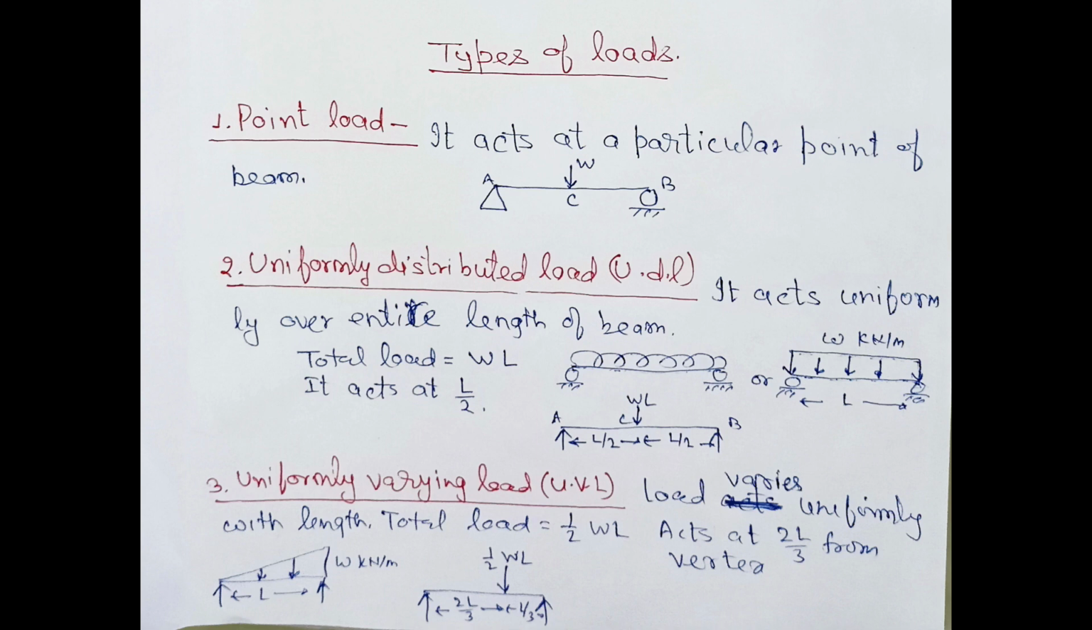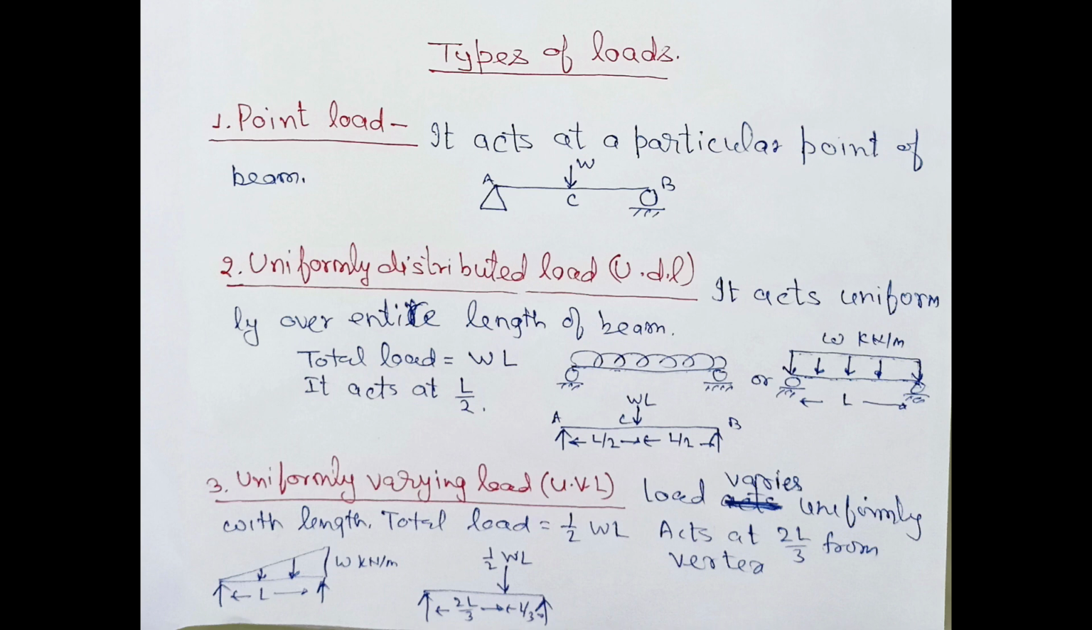Now third one, uniformly varying load, or UVL. This load is also known as triangular load. If the load varies uniformly with length, then this is called uniformly varying load. You can see in the diagram, we have a triangular load or uniformly varying load of intensity W kilonewton per meter, and it is acting over length L.